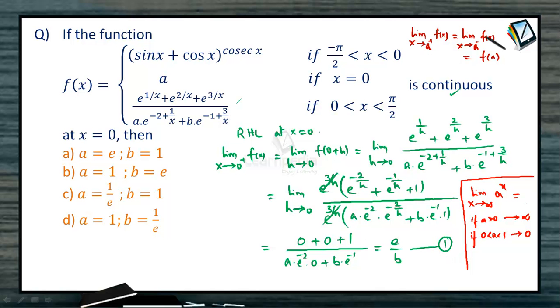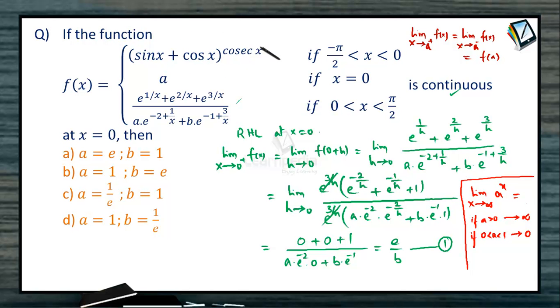Now we also need to evaluate the left hand limit. Then how will be the left hand limit of the function? That means we need to evaluate limit x tends to 0 minus f of x. When we convert this limit to h, this becomes limit h tends to 0 f of 0 minus h. Now how is the function defined to the left side of 0? Yes, the function is (sin x plus cos x) whole to the power of cosecant x.